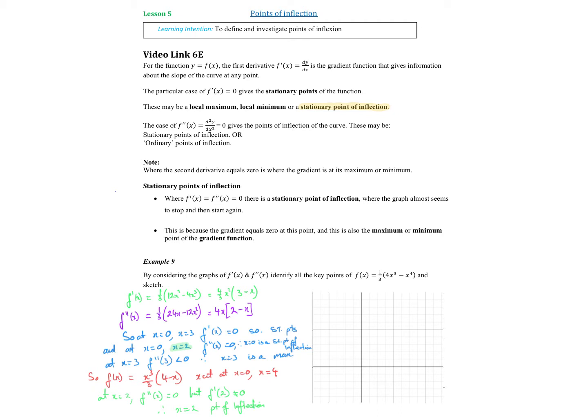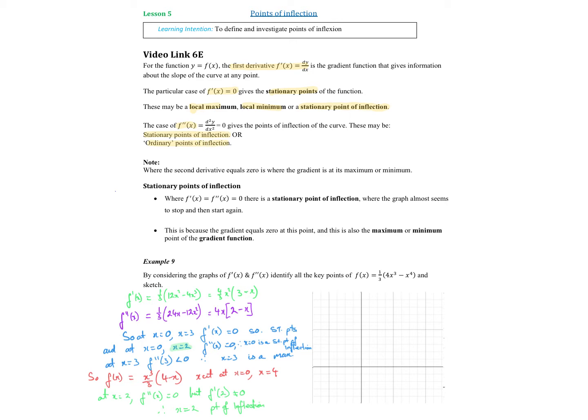So, to find our points of inflection, what we're interested in, if we've got a first derivative dy/dx, obviously gives information about the gradient. Where the derivative is equal to 0, obviously there are stationary points. Could be a maximum, could be a minimum, could be a stationary point of inflection. So, the second derivative equaling 0 gives points of inflection. Now, they can be a stationary point of inflection or an ordinary point of inflection.